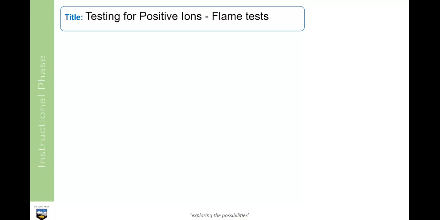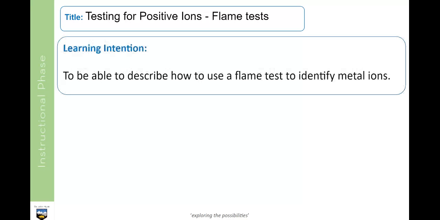So our lesson today is looking at how to test for positive ions by using a method called flame tests. Remember, this topic is all about chemical analysis, so looking at what components are found within different substances. Today we're going to be looking at how to test salts to look at what positive ions are inside of them. So you need to be able to describe how to use a flame test to identify metal ions. The title is testing for positive ions.